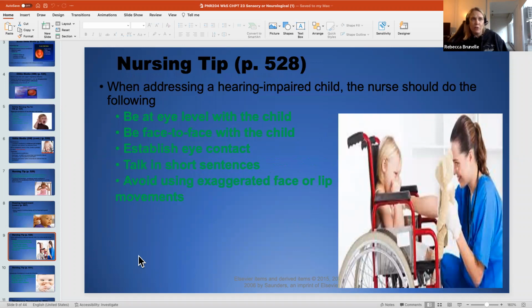If you're a nurse working with a hearing impaired child, one of the most important things to remember is that hearing impairment does not correlate with intelligence. The child could have a hard time hearing and have normal or above normal intelligence. So never assume that a child who's not able to communicate with you the same way has some sort of intelligence problem. Do your best to meet the needs of the child: come down at their level, face to face, make eye contact, and talk in short sentences in case they're reading your lips. Avoid exaggerated face or lip movements. You don't want to do any really big movements with your mouth because that can make it harder for them to read your lips and figure out what you're saying.